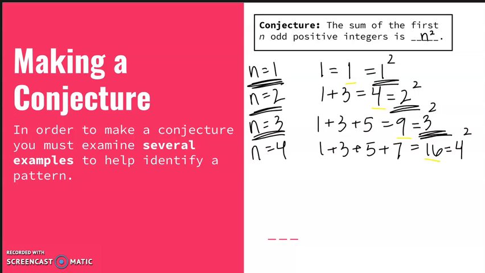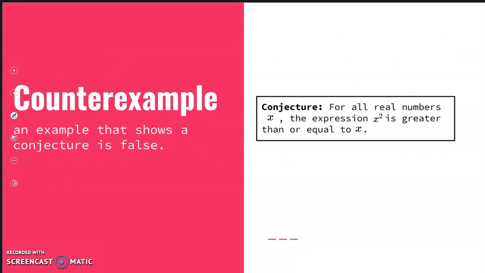Now let's talk about how we can disprove conjectures. To disprove a conjecture, we need to have a counterexample. A counterexample is an example that shows a conjecture is false. So let's see if we can read this conjecture and prove it false. For all real numbers x, the expression x squared is greater than or equal to x.